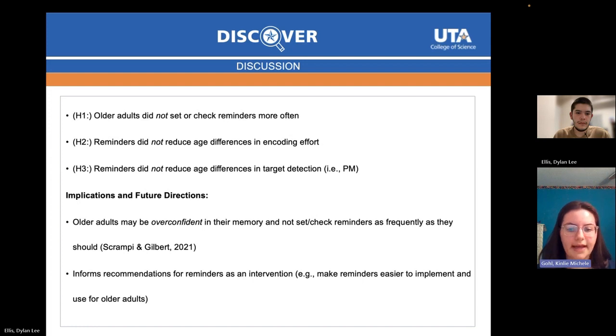So in the future, adding reminders into daily living could show an improvement in prospective memory deficits regardless of age, but they could be especially beneficial for older populations in deferring the onset of age-related memory impairments.